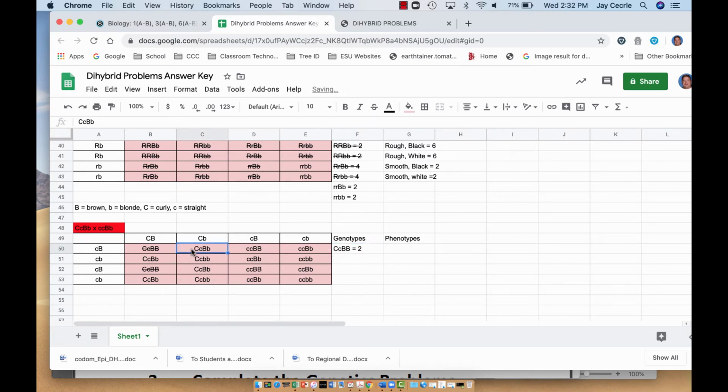Okay, I'm going to move to this one. Big C, big B, little b. There's one here, one here, one here, and one here. So it looks like we have 4.